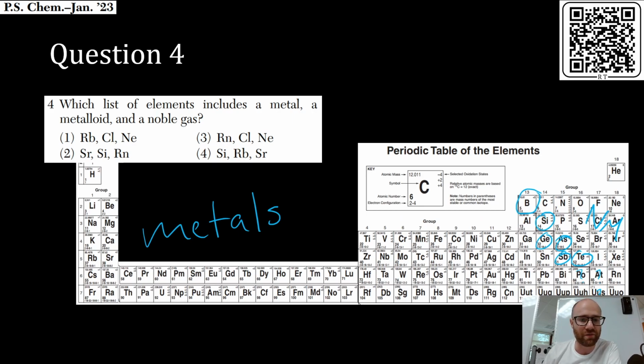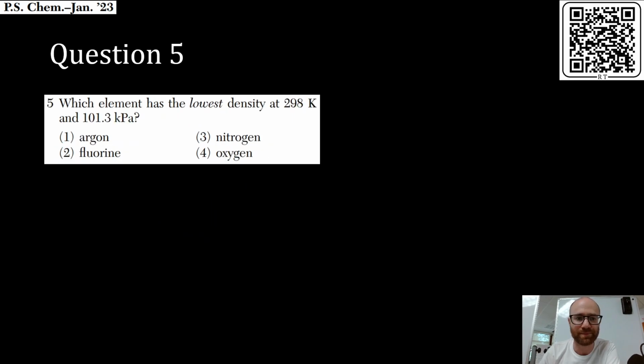So we're looking for one from the left side, which is most of the periodic table. I included the bottom 2 rows in place for an extended periodic table, and then the nonmetals being on the right, which would point us to, I believe, choice 2. Because rubidium and strontium are both metals. Yeah, I think that's the case. You could go through each one to check, but the only one that has one from the left, one from that staircase, and one from the right is choice 2.